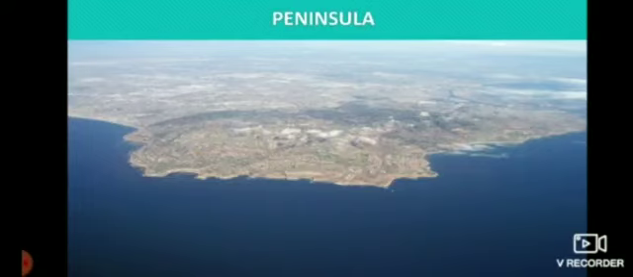What you are seeing here? It is a peninsula. How can we define a peninsula? It is a large piece of land that is surrounded by water on its three sides, and on one side it has land. For example, the southern part of our India itself is a better example of a peninsula, which is surrounded by water on three sides and landmass on its northern side.